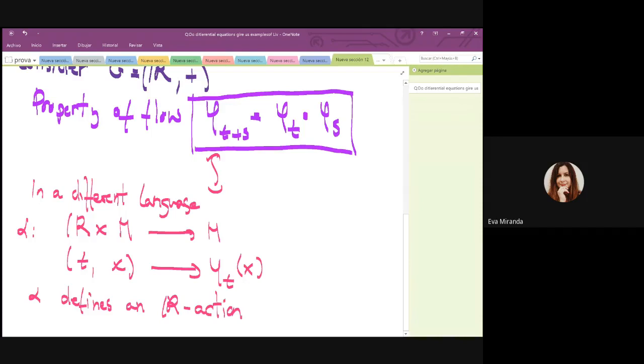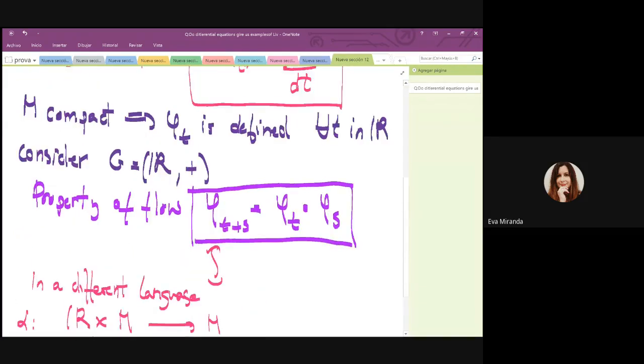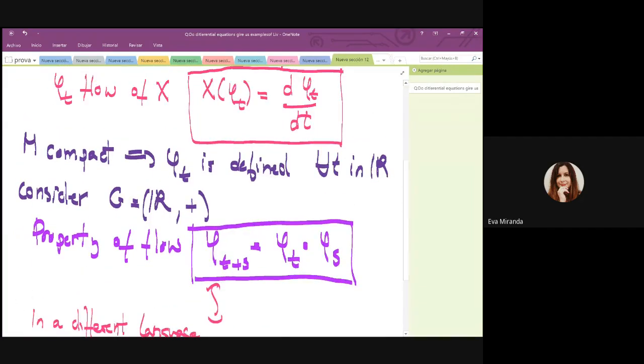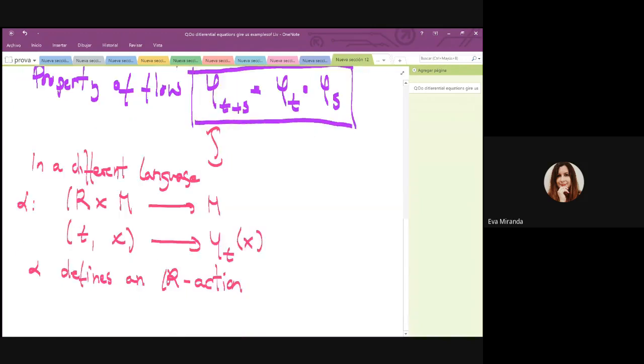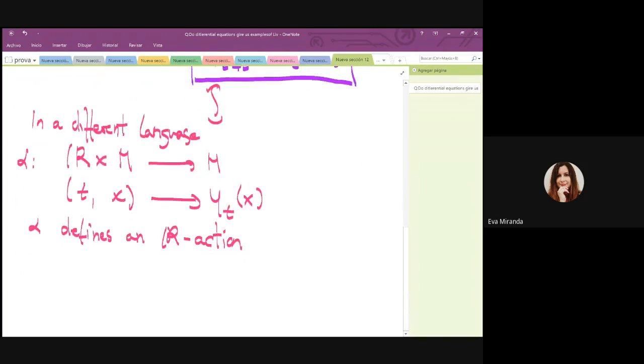on a compact manifold. Can the compactness condition be relaxed? Well, the only thing I need to guarantee is that X has a flow defined for all t, and this has a name, okay?